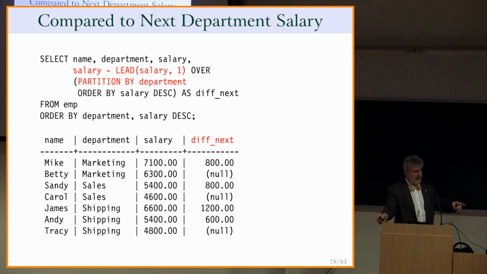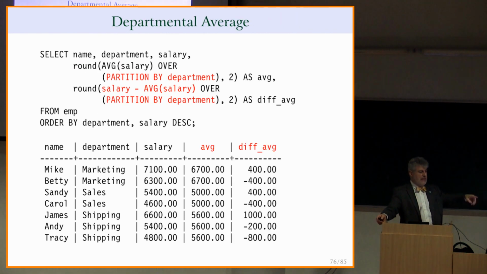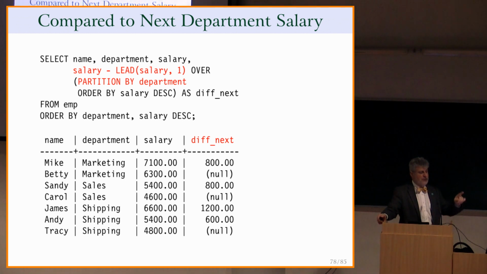Okay? This is a little different. The previous one gave you the difference between that employee and the average salary in that department. This one gives you the difference between that employee and the next less paid employee in that department. We're not comparing against the average now, we're comparing against the next employee in rank. So, in this case, I'm saying salary minus lead, meaning the next row in that partition, okay? And I'm ordering by salary descending so I can see all my rows.